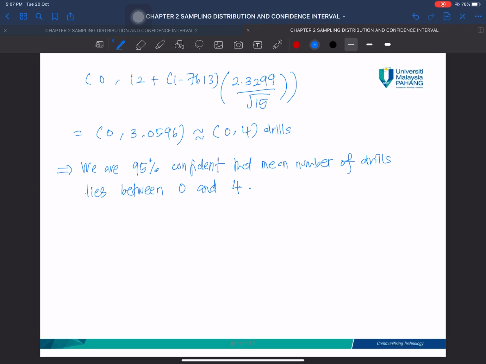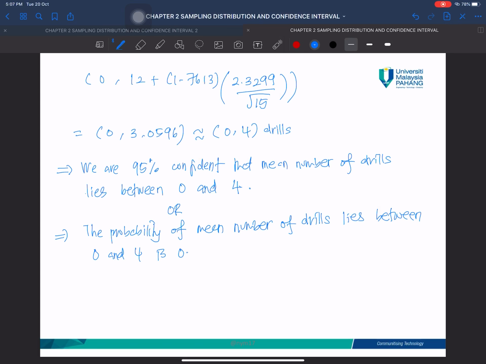Or you can talk about the probability. Or the probability of mean number of drill lies between 0 and 4 is 0.95. Also correct. Okay, so I hope that you understand this one.